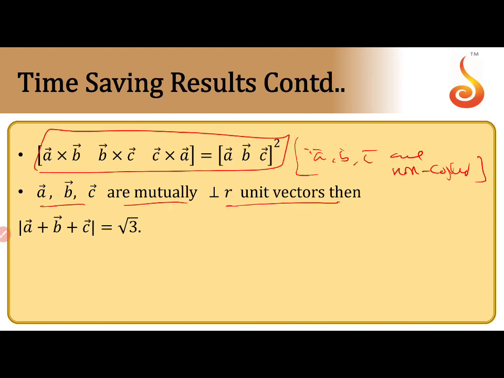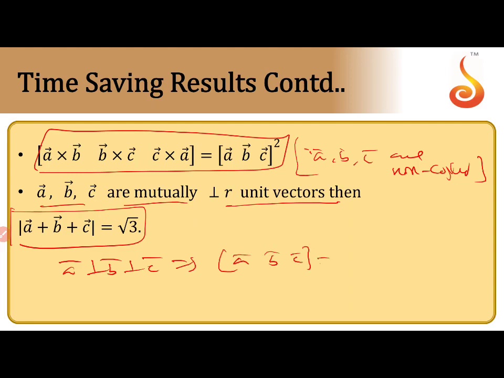If A, B, C are three mutually perpendicular unit vectors, then the magnitude of A plus B plus C is root 3. And one more point you can remember: A is perpendicular to B, B is perpendicular to C, then box A bar, B bar, C bar equals plus or minus modulus A into modulus B into modulus C. So how does this come? You can square both sides. A bar is perpendicular to B bar means A dot B is 0, B dot C is 0 and C dot A is 0.